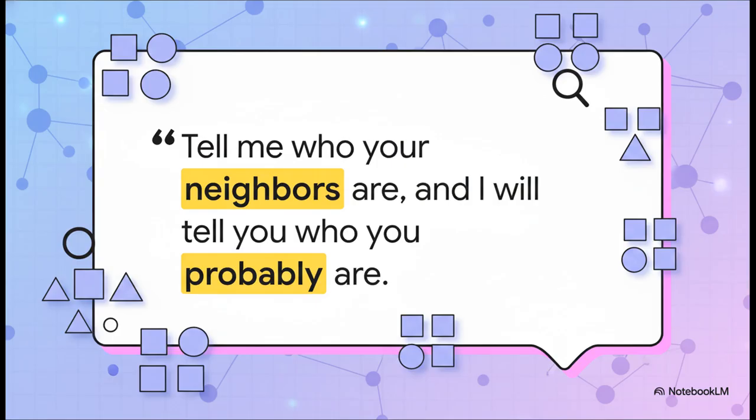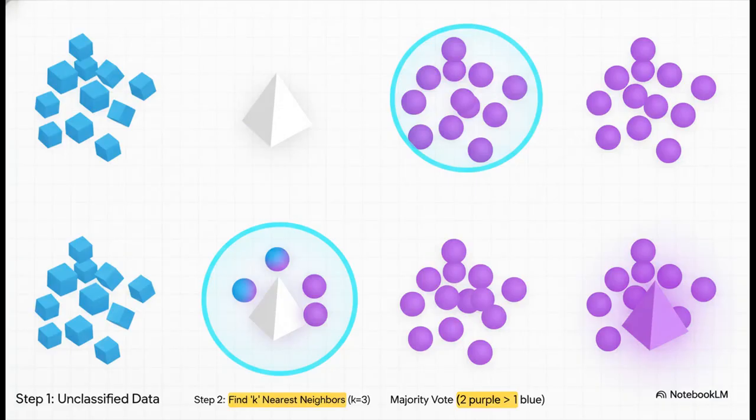This simple quote is pretty much the entire philosophy behind another really fascinating algorithm. It works on the simple but incredibly powerful idea of similarity. Now, the key thing about k-nearest neighbors, or KNN, is that it's kind of lazy. It doesn't build some big, complex model beforehand. Instead, when a new, unknown piece of data shows up, it just looks around at its k closest neighbors in the existing data. So if k is 5, it finds the 5 data points that are most similar to it. If, say, 3 of those 5 neighbors are in the blue category, it classifies the new point as blue. It's that simple. You are what your neighbors are.